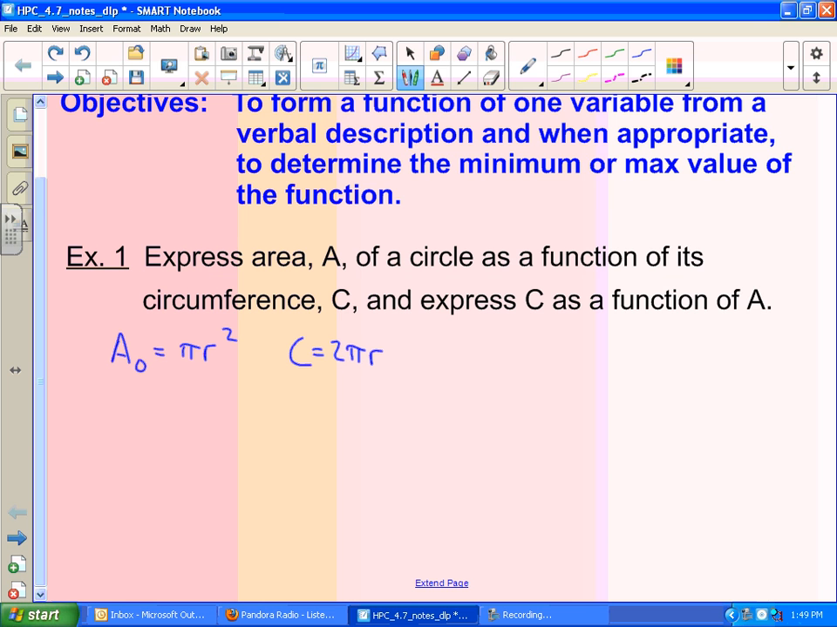So you'll notice in these two examples that both equations have different variables, A and r, or C and r.